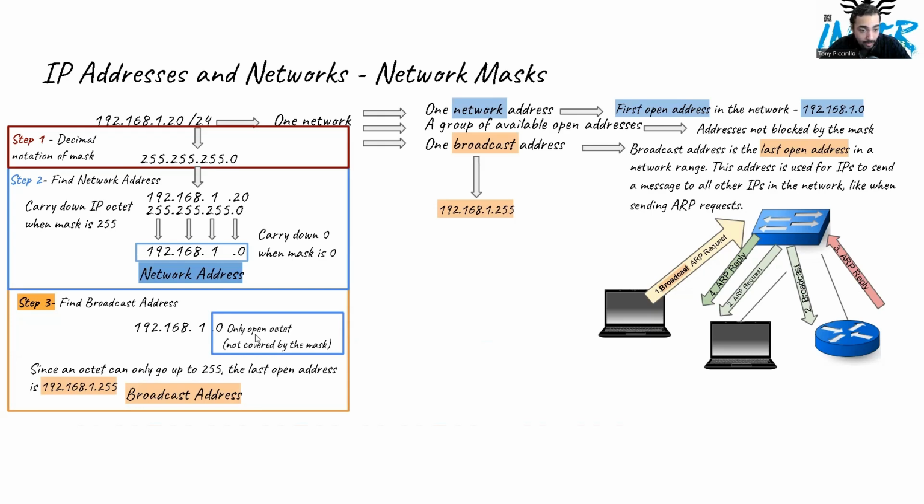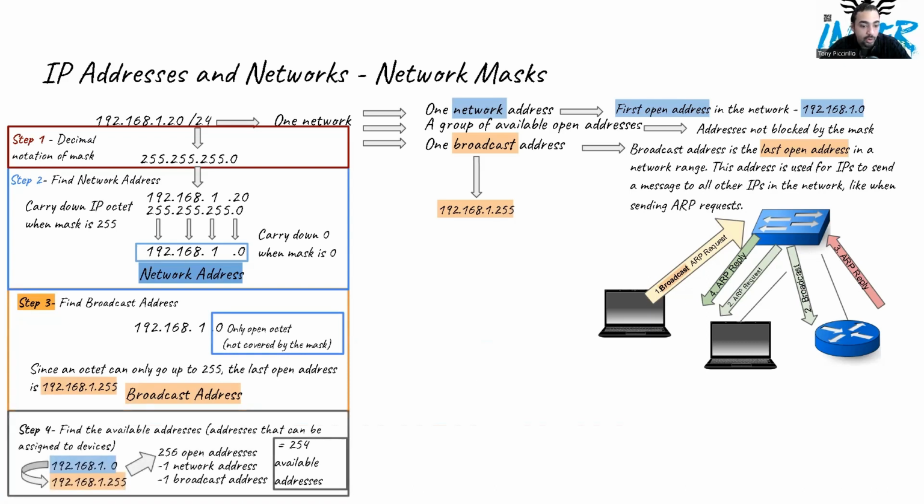And we know that if all the bits were on in the last octet, which is the only open octet based on the mask, it would be 255, because all bits turned on for an octet is 255. So that means the range is 192.168.1.0 to 192.168.1.255, with this one being the last open IP address, making it the broadcast address.